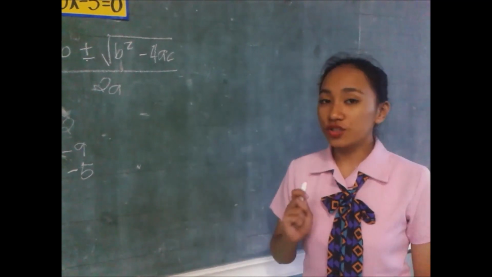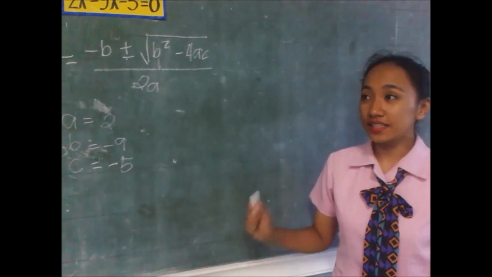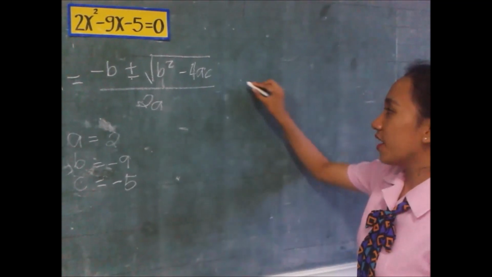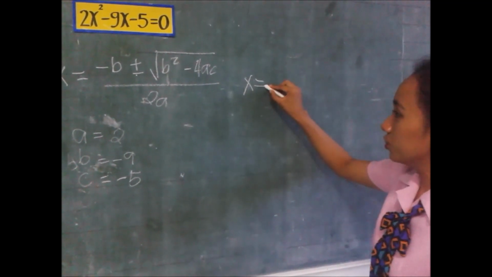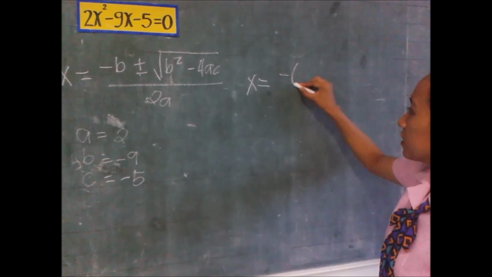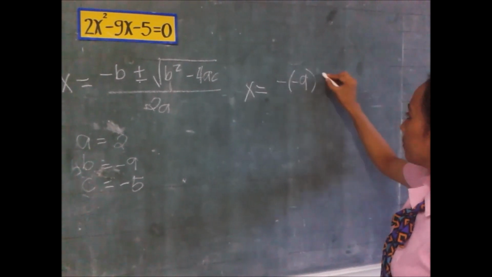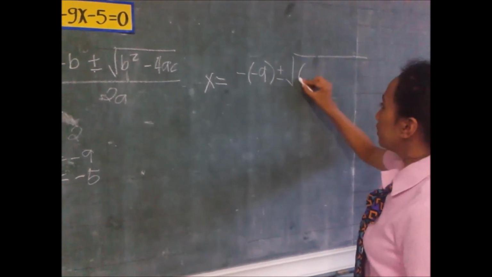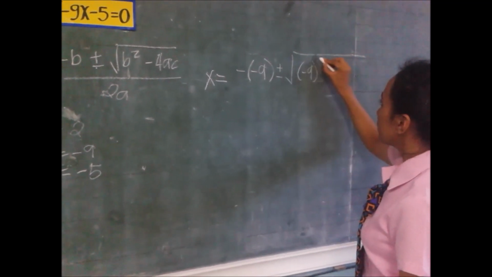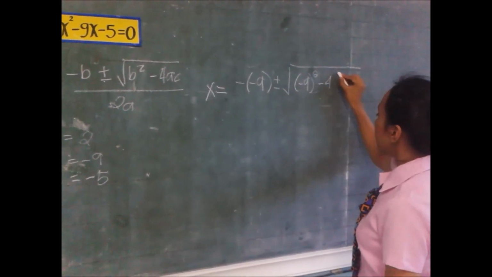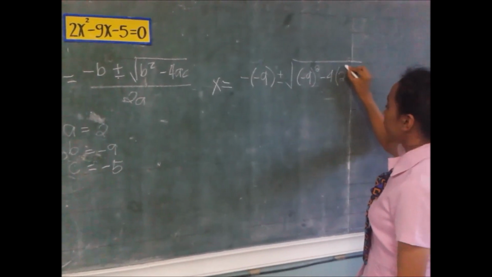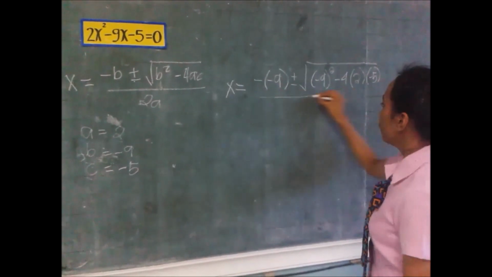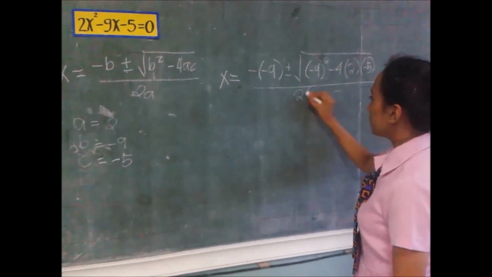Let us now substitute the values of a, b, and c in the formula of the quadratic equation. So we have x is equal to negative times negative 9 plus minus square root of negative 9 squared minus 4 times 2 times negative 5 all over 2 times 2.